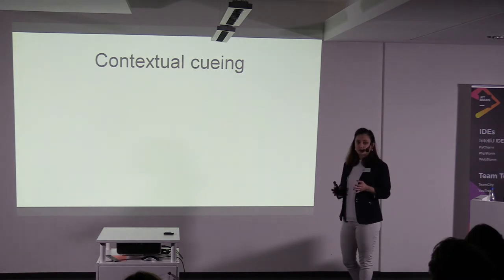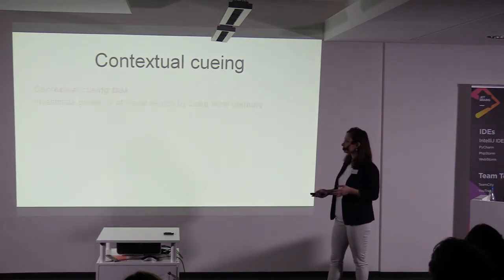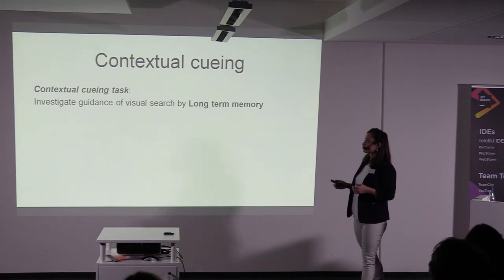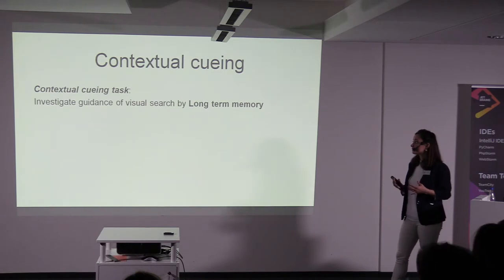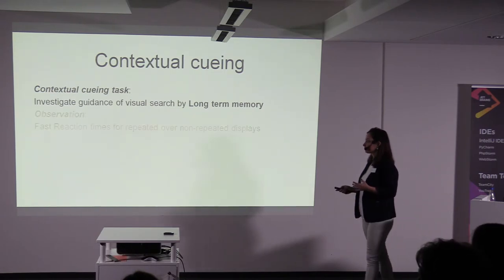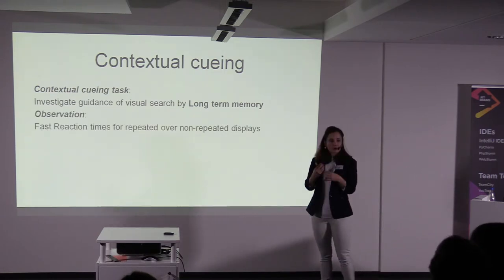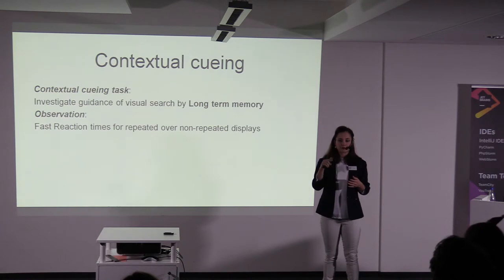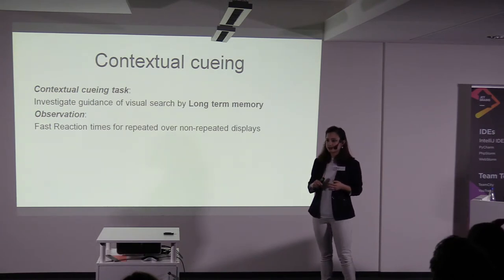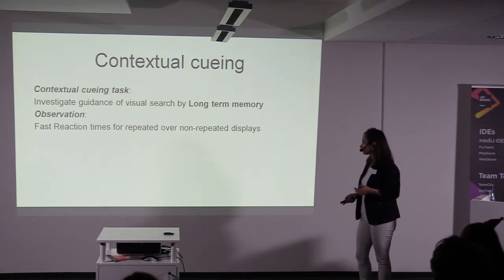That we call contextual cueing. So with the contextual cueing task, the task that I have just shown you, we investigate guidance of visual search by long-term memory. And we record reaction times, which means whenever you find the target location, you press either a mouse button or a keyboard button, and that's your reaction time that we record.